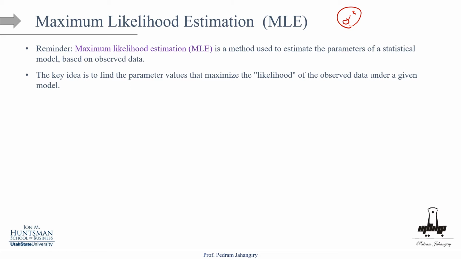Maximum likelihood estimation is a method used to estimate the parameters of a model based on observed data. I know it's a little vague, so I'm going to give you a very simple example. The key idea is to find parameters that maximize the likelihood of the observed data under certain model assumptions. If this is still vague, just bear with me. Hopefully this example is going to clear things up.